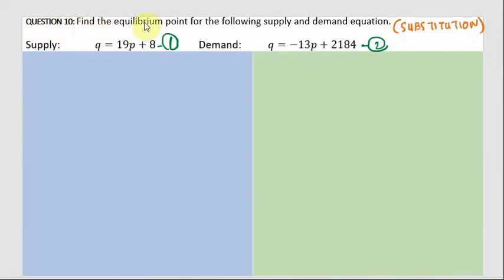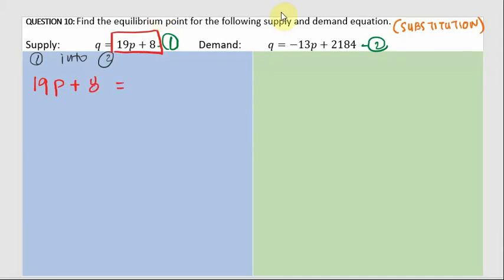Question 10. Find the equilibrium point for the following supply and demand equation. We have two equations here, supply and demand, and I will use the substitution method to solve this question. Let the first equation into the second equation. In the first equation we have q equals to 19p plus 8, equals to the second equation.